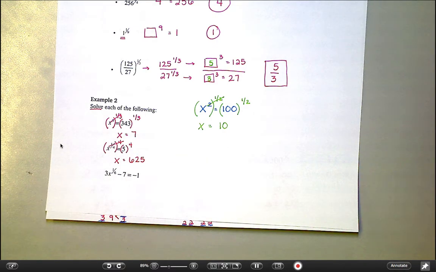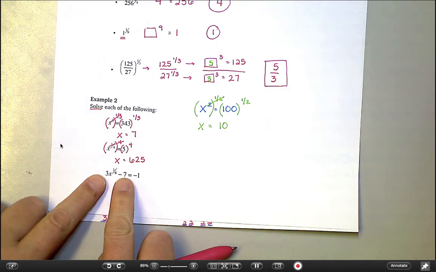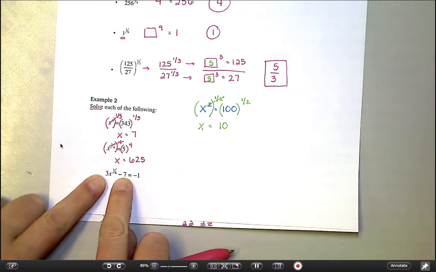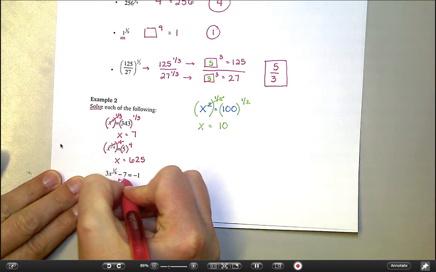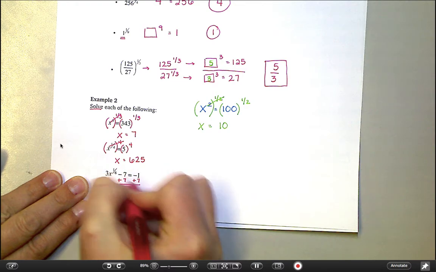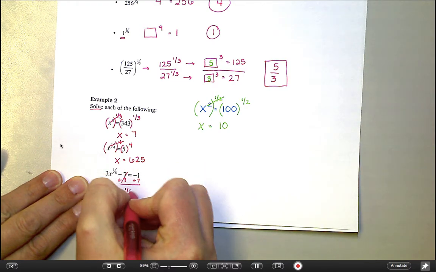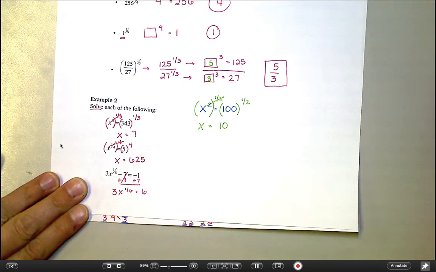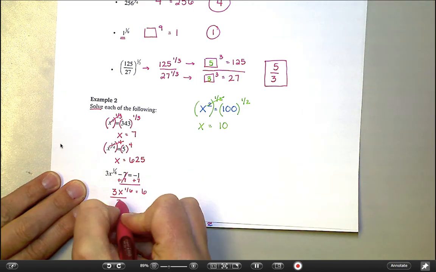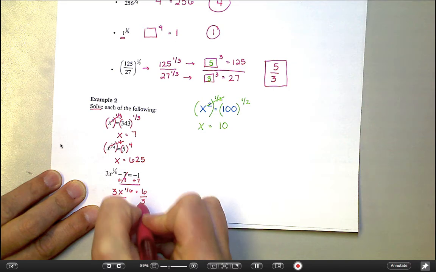All right, last one. Always save the most complicated for last. With this one, just like every other solving we've ever done, we need to get rid of these other numbers first. So I would start by adding 7 to both sides. So now I have 3x to the 1/6 power equals 6. And now I'm going to get rid of the 3. So divide by 3 on both sides.